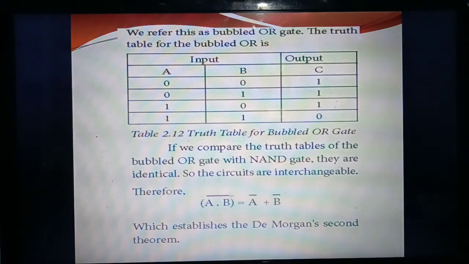Simply we can say, listen, A dot B bar equals A bar plus B bar. This is just like a formula. This is De Morgan's second theorem. What's De Morgan's second theorem? A dot B whole bar equals A bar plus B bar. So we can replace the OR gate with the NAND gate. This is the NAND gate, isn't it? We can replace this OR gate by the NAND gate. This is De Morgan's theorem.